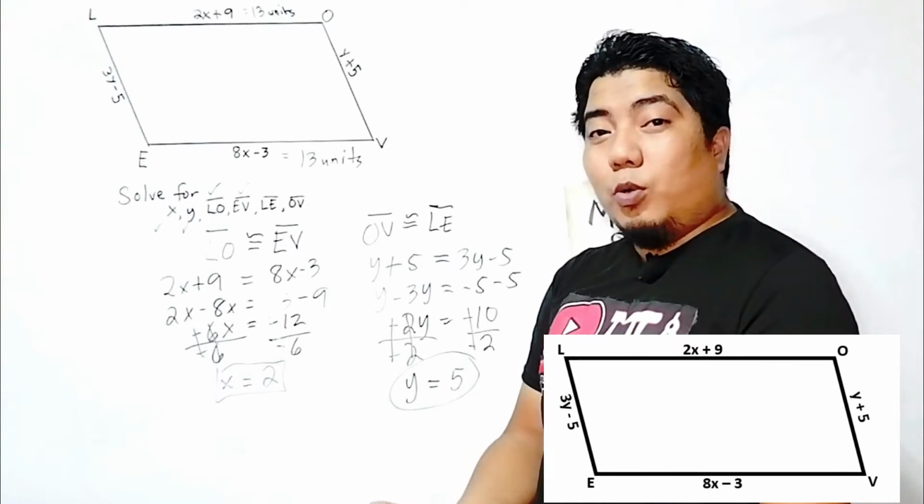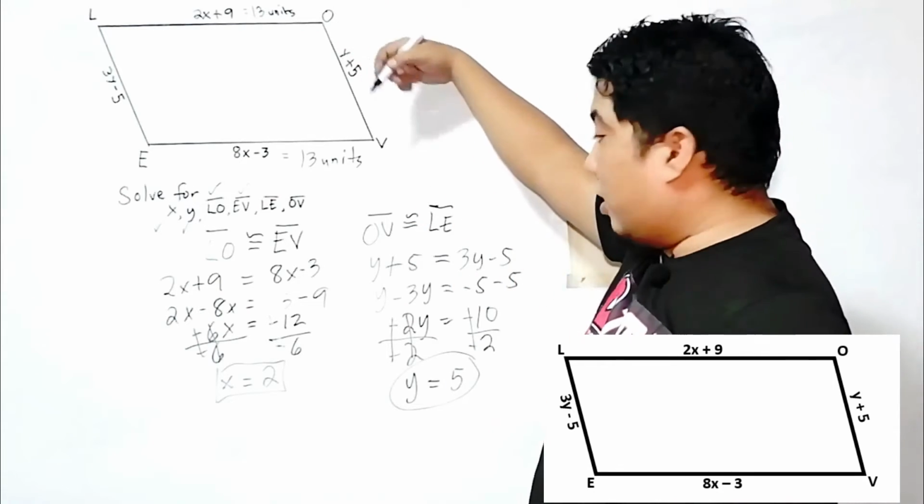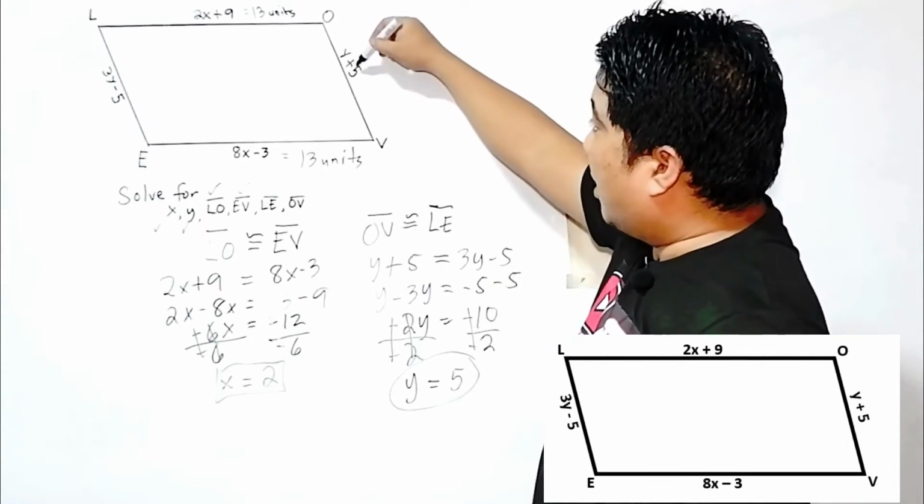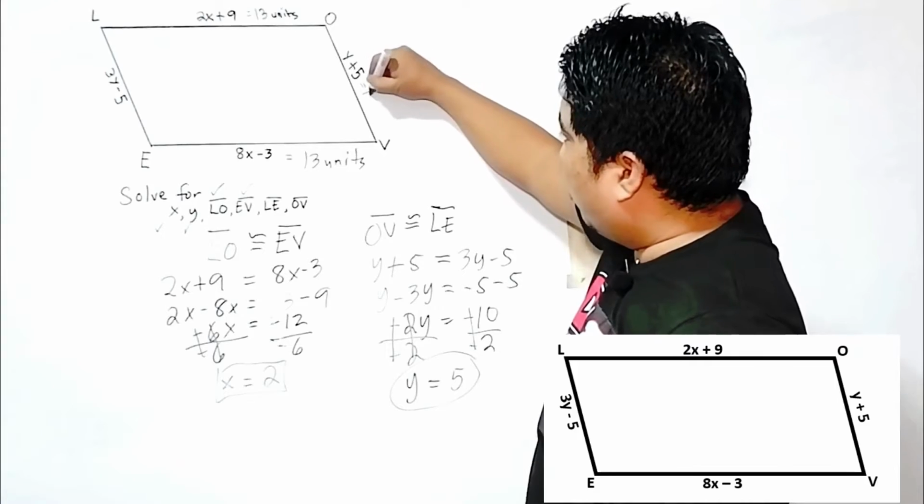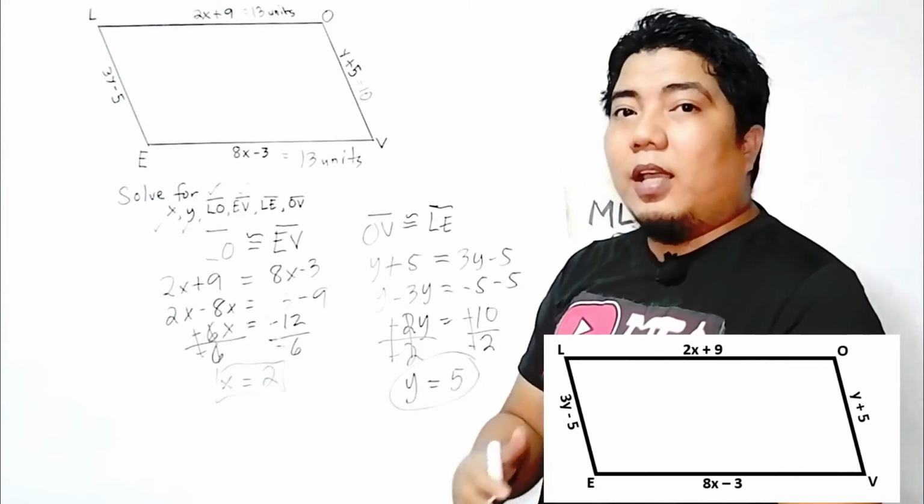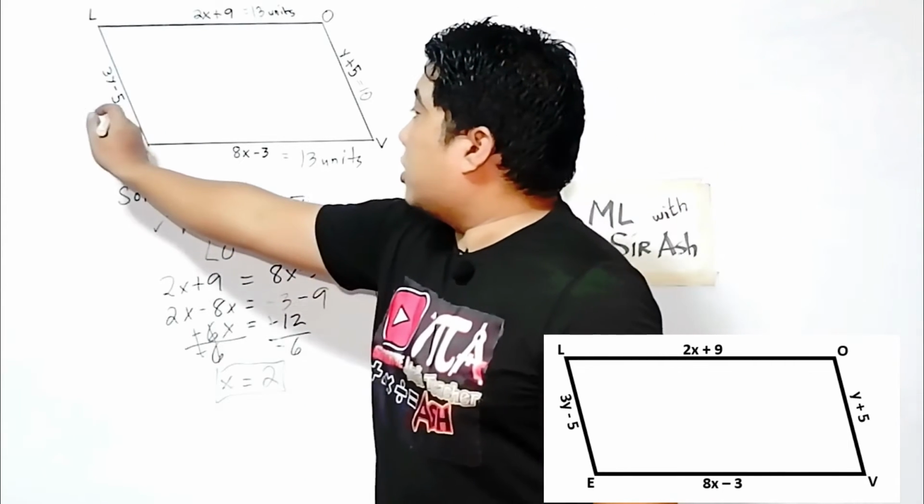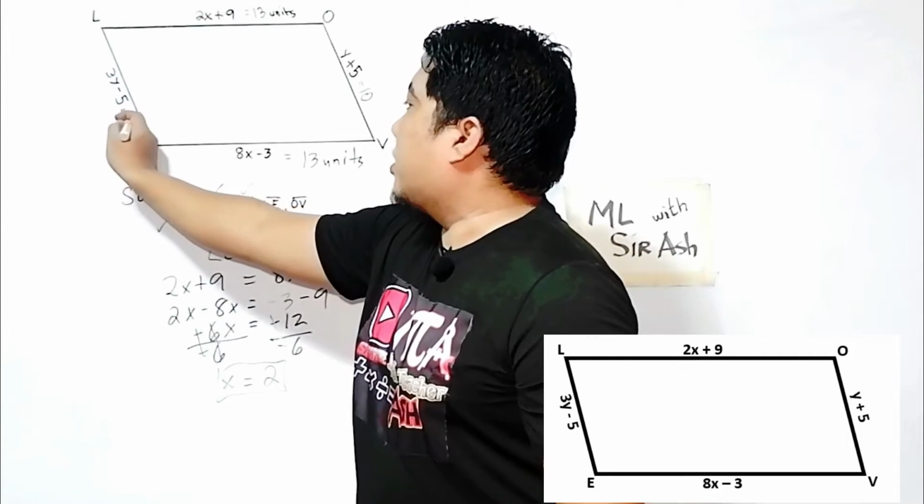Now, for us to know the values of our line segments, we will just substitute it. So positive 5, 5 plus 5, that is equal to 10. Of course, by the concept of the property, number 2 of the parallelogram, opposite sides are congruent. So this is also 10 units.